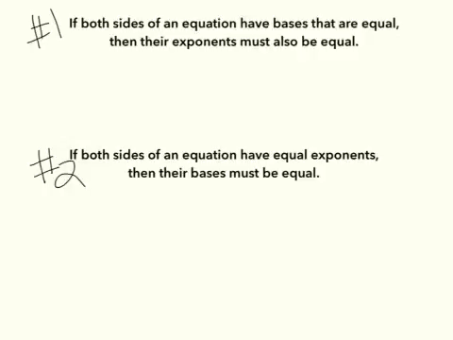And the first one is that if both sides of an equation have bases that are equal, so if your bases are the same, your exponents must also be equal. So for example, this is a simple example. If you have 3 to the power of x equals 3 to the power of 2, then x must be 2. If my bases are the same, then I can set my exponents equal to each other.